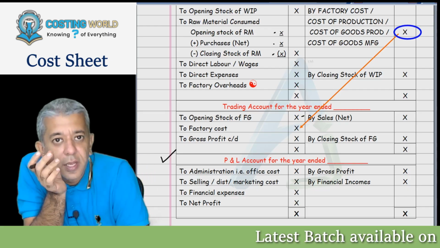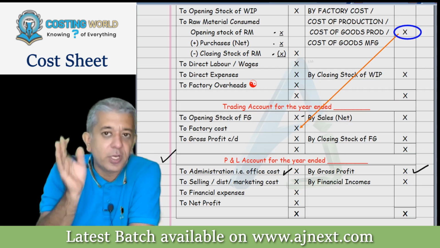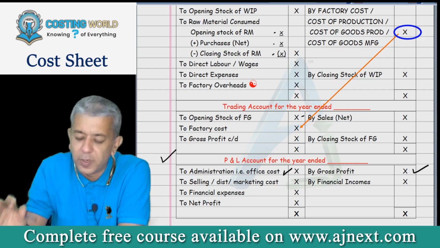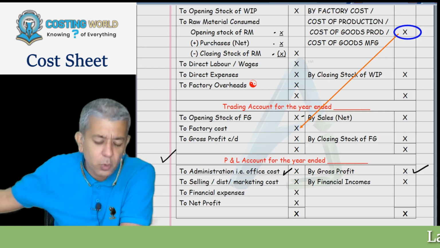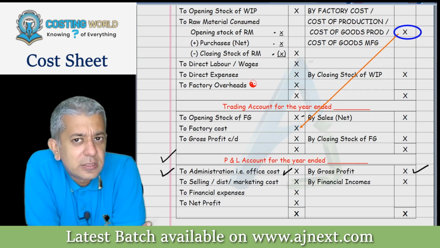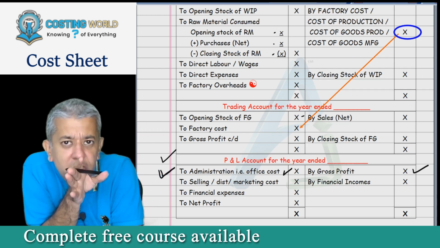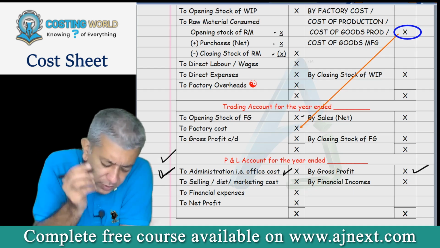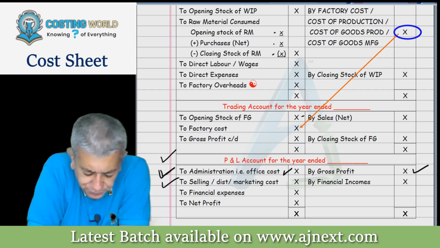Now in your P&L account, gross profit will come. Your administration overheads, from 11th standard till now, are always put in the P&L account only. Tell me one thing: is this administration general admin or administration related to production? Common sense I'm asking you. General admin. Then S&D will also be coming over here. Both come in your P&L account only.